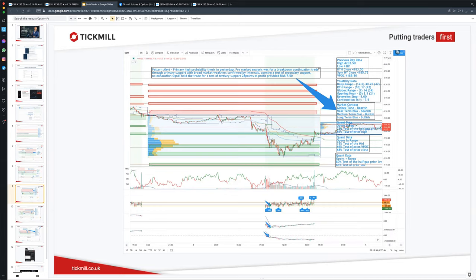I provide volatility-based stops here. So when we're trading a reversion trade, it's a 5-point stop. And when we're trading a continuation trade in this current volatility, we use a 7.5-point stop.